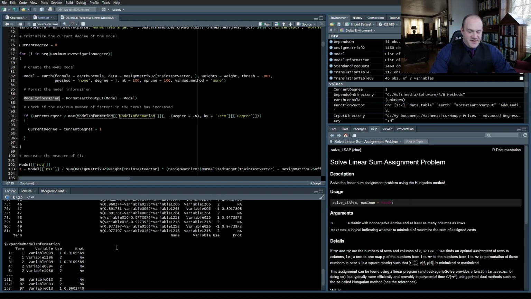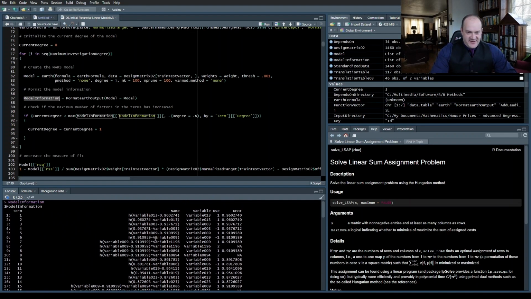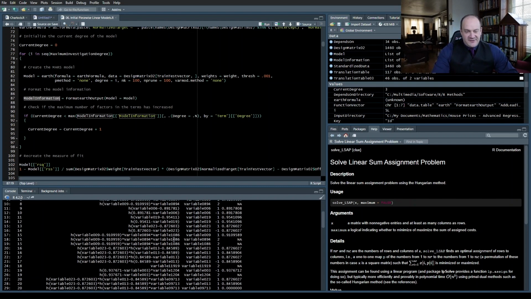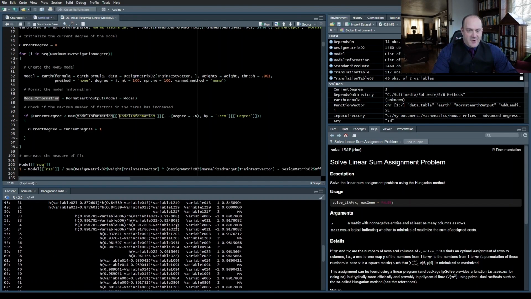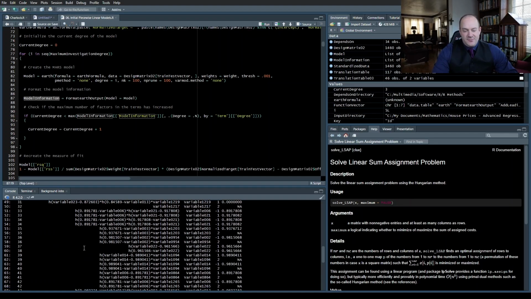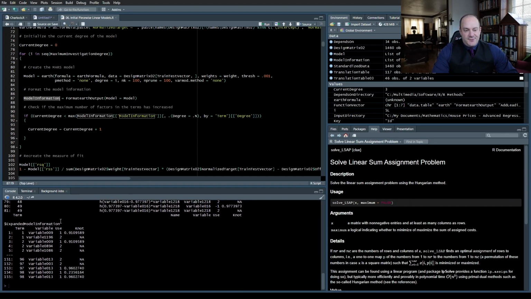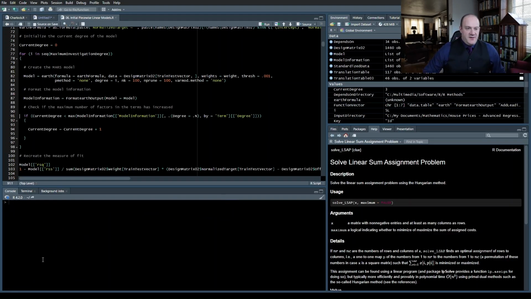So model information is another list object. It looks like this. So this is what comes out of, say, the Mars routine, the Earth routine that runs the Mars algorithm. This is the straight stuff. And then what exists here is the translation of all this raw stuff from the Earth routine into more information here. Okay. And then here, this is just checking in the loop whether or not we need to consider higher degrees.